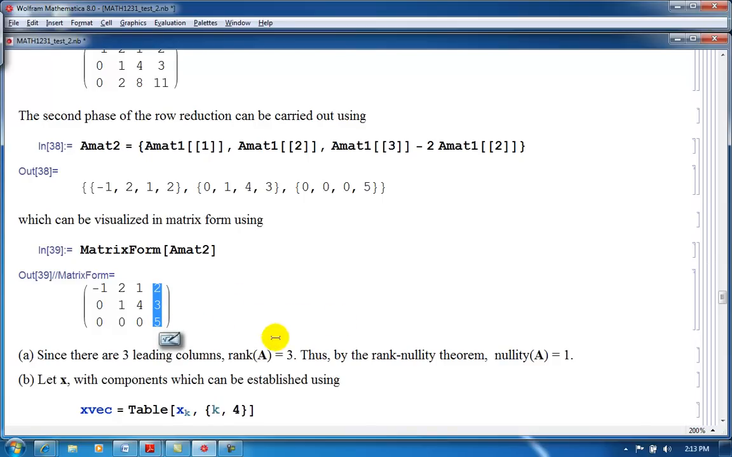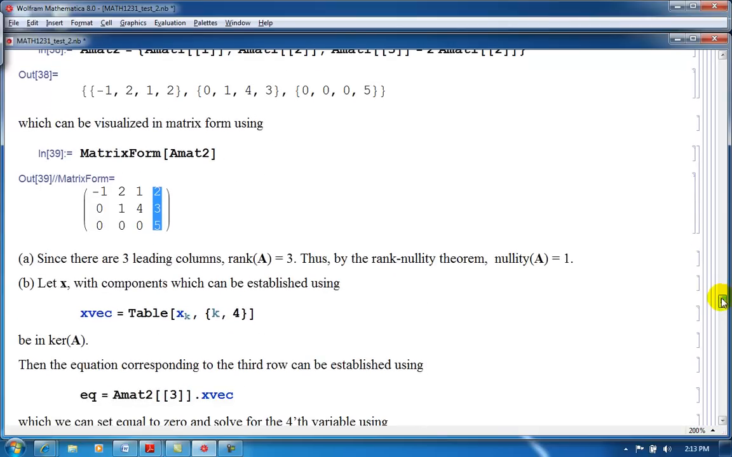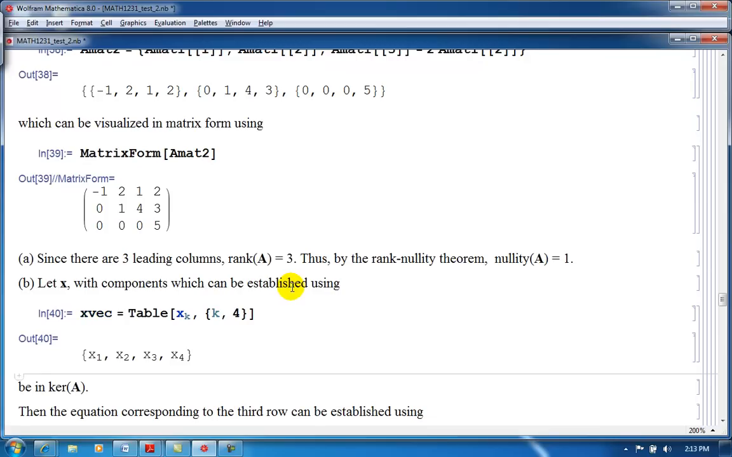So since there are 3 leading columns, the rank of the matrix is 3, and thus by the rank nullity theorem, the nullity is 1. So we now need to find the kernel, so we'll let X be a vector with components we can establish using this, be in the kernel of A. That means, well, what does that mean?